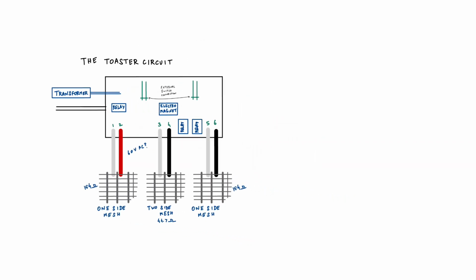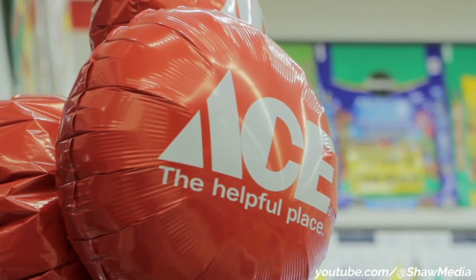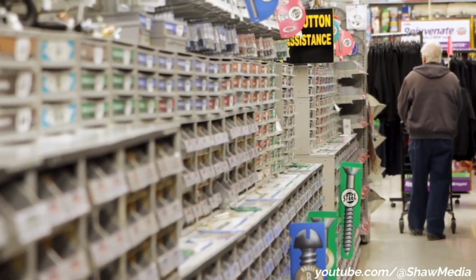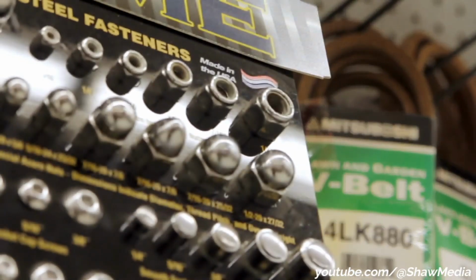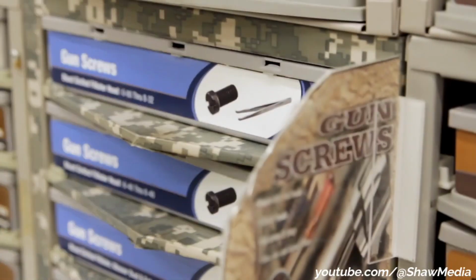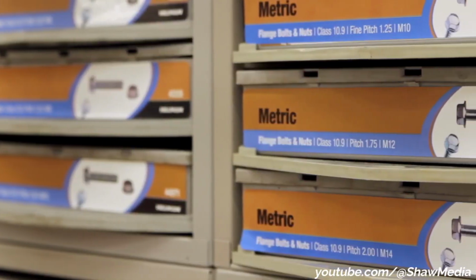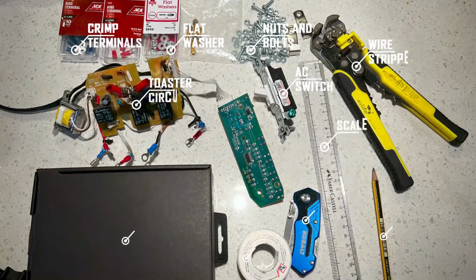Now it was time to convert the toaster circuit into the nichrome heater. Made a quick trip to Ace Hardware to gather some components. At Ace Hardware, we found a wealth of options in nuts and bolts. The selection was vast, catering to any and every need. Here is a list of components that went into making the nichrome heater.